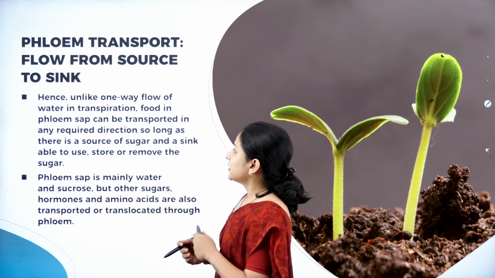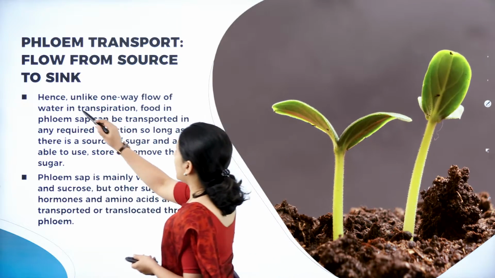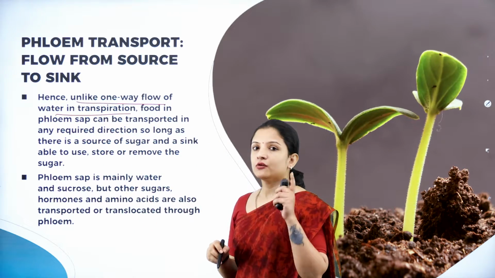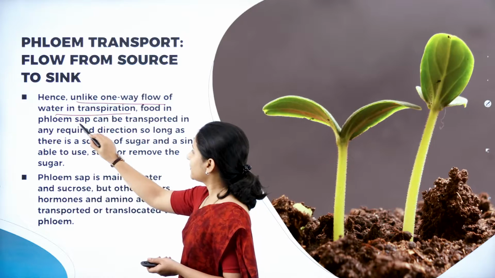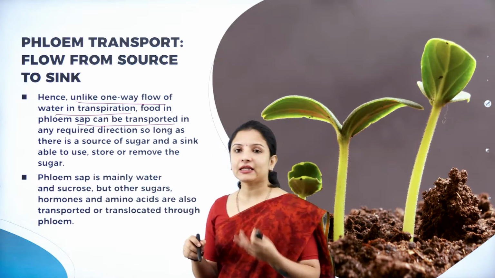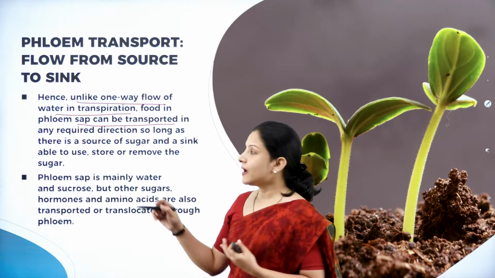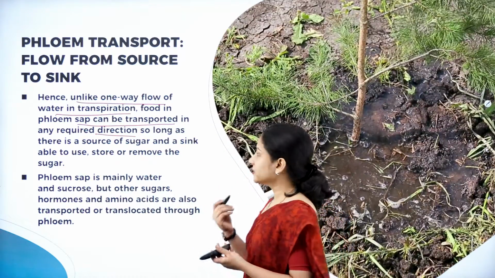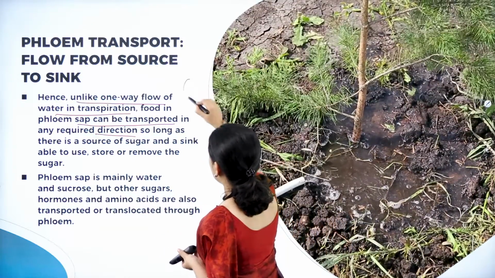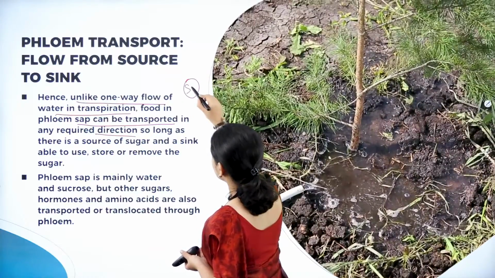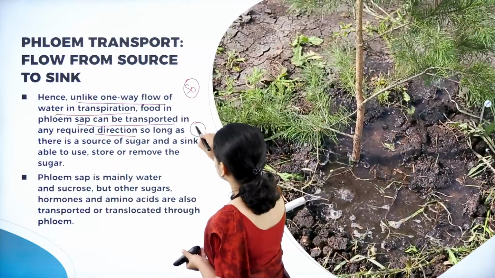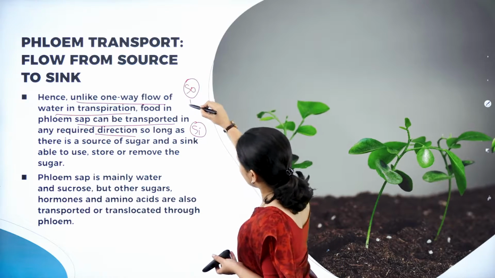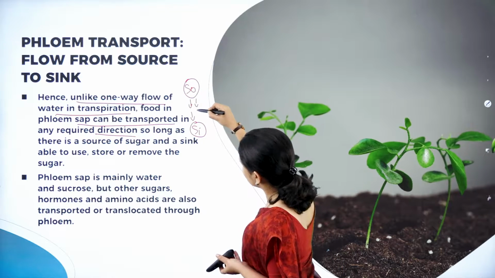And next, hence, unlike the one-way flow of water in transpiration, food in phloem sap can be transported in any required direction because they are bidirectional. It depends on the sink. Say, for example, we have the source here, then the sink. So from the source, the food can travel to the sink, right?